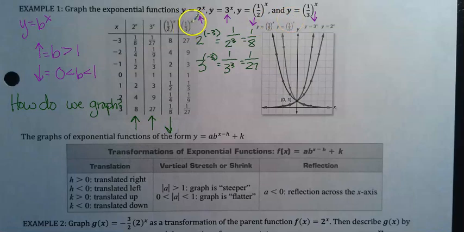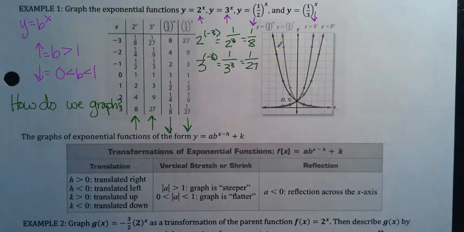And here, (1/3)^x. If we look at those, we had 27, 9, 3, 1, 1/3, 1/9, 1/27. Those numbers are also decreasing. So those are decreasing functions. Okay, so both of those are proving that.